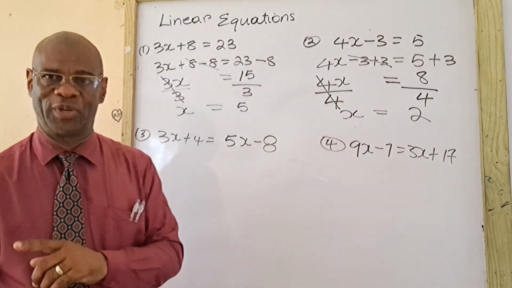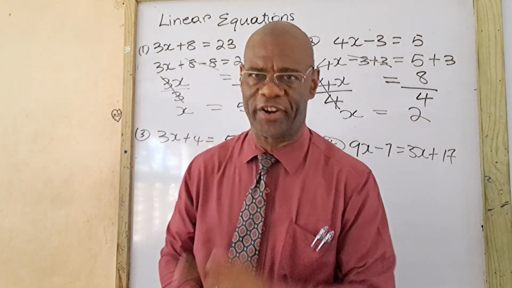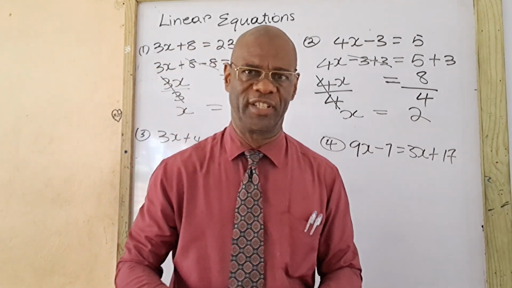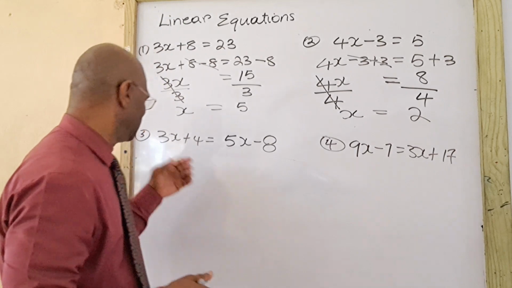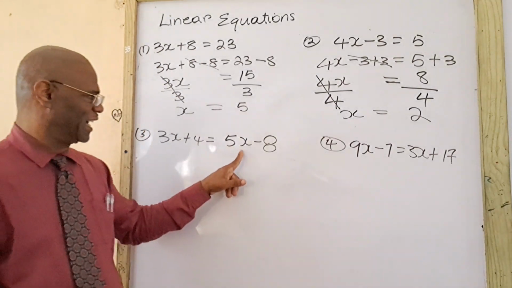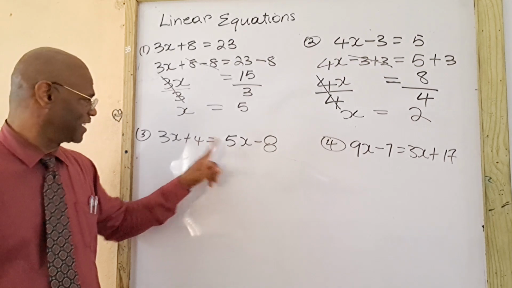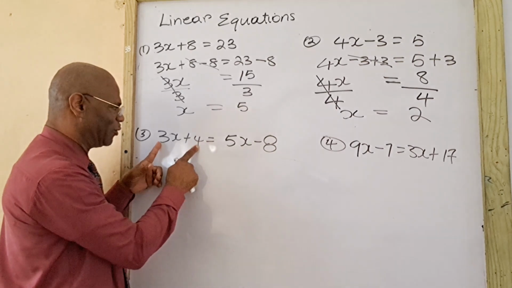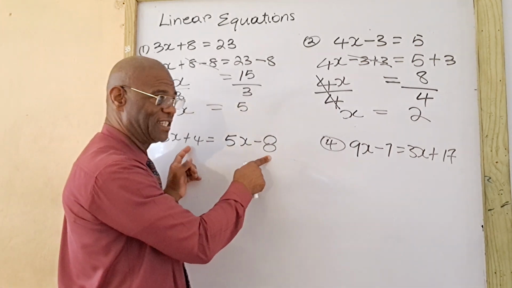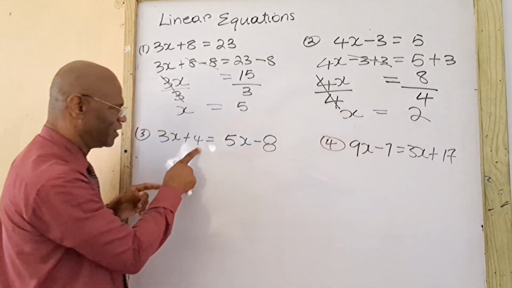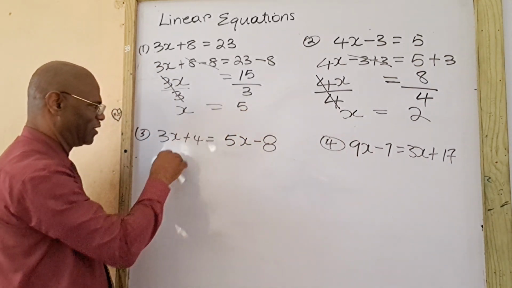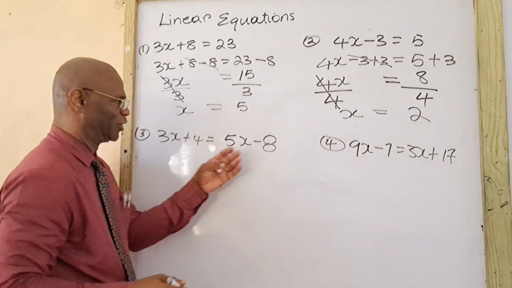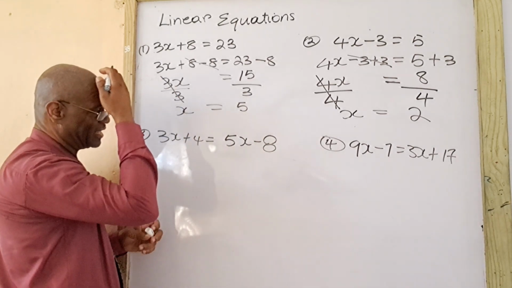And then I always advise students to move the smaller term, especially if you're not comfortable working with negative numbers. So in this case, we have 5x and 3x. So let us move the 3x over to this side, and we have positive 4 and negative 8. Negative 8 is smaller than positive 4. So I'm going to move the negative 8 over. In order to do that, I'm going to add 8 to both sides of the equation.